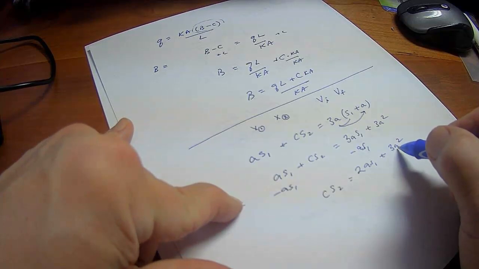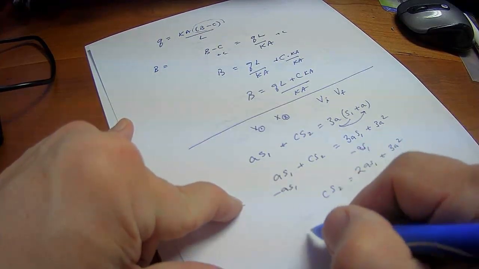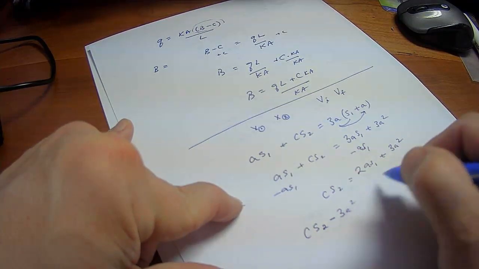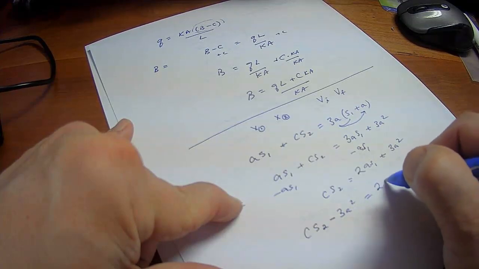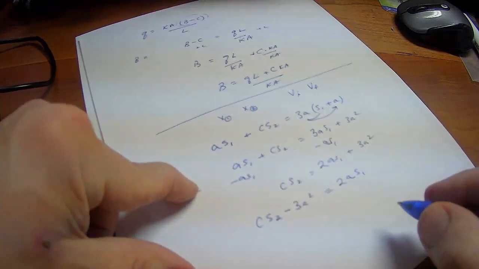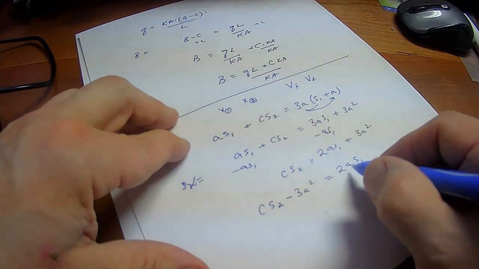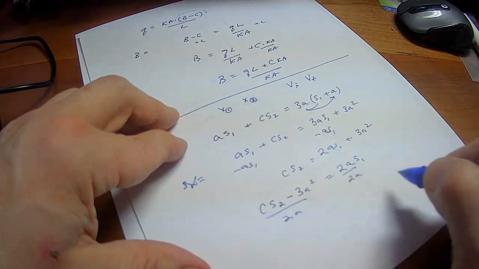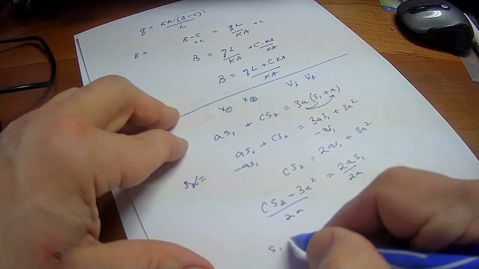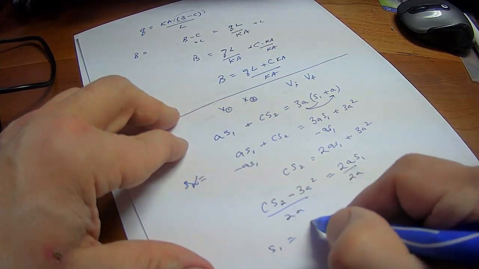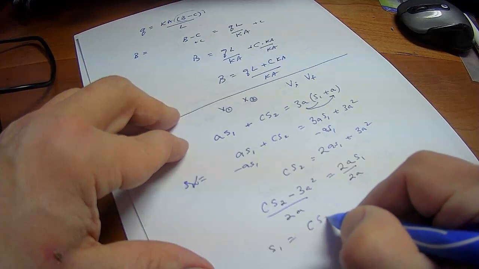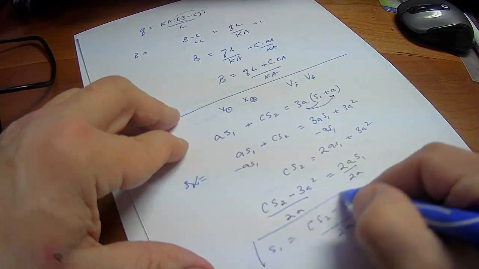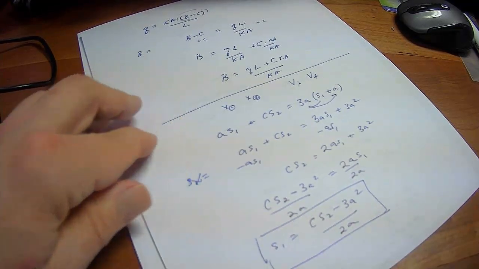So I'm going to get my A squared on that side. So I have CS2 minus 3A squared, and that's going to be equal to 2AS1. My final step then is just to isolate S1, divide both sides by 2A, and I would get S1 is equal to CS2 minus 3A squared over 2A. So that's the way we're going to rearrange that particular equation.